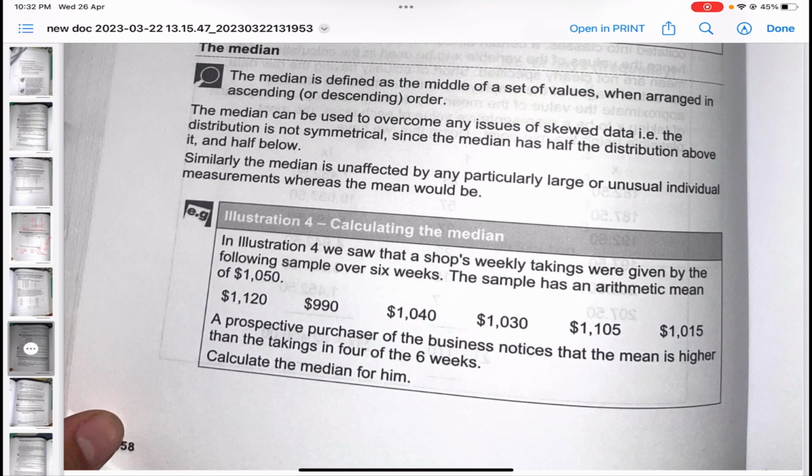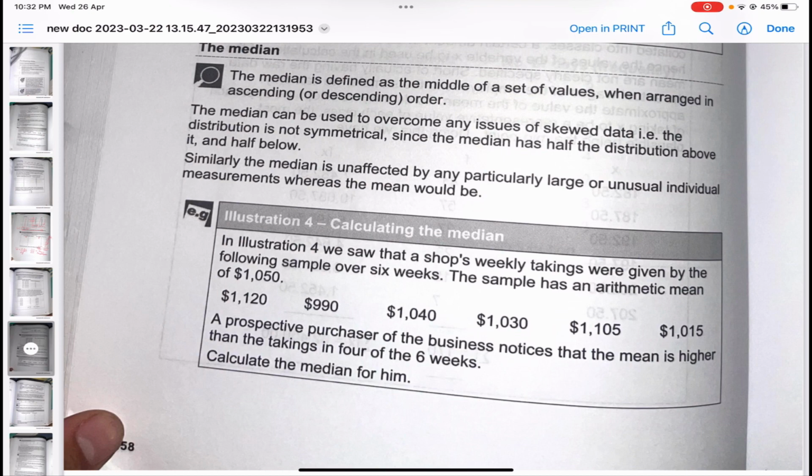The median is defined as the middle of a set of values when arranged in ascending or descending order. So whenever we are speaking about median, we are talking about the middle value, the value which is in the middle of the entire data. However, you need to make sure that in order to find the middle value, you arrange the data in either ascending order or descending order. So before attempting to find the median, you need to arrange the data in a particular order.